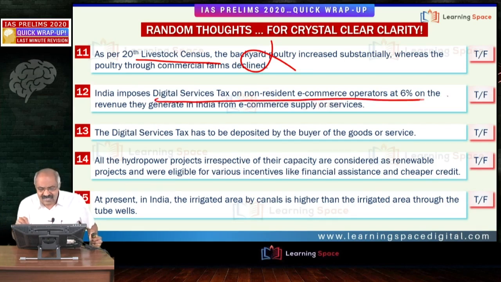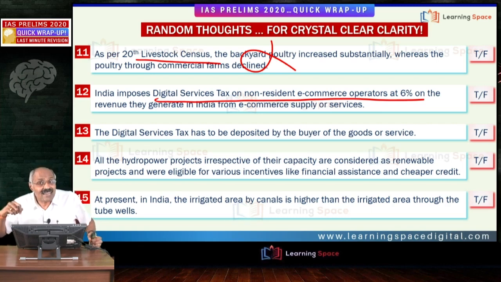Look at the next one. India imposes digital services tax. Friends, two things please don't forget. In 2016, India started, very important point, an equalization levy on advertising agencies. Suppose the advertising agency is a non-resident, for example Google or Facebook. If a company is giving advertisements to such entities, it is not applicable for individuals. It is applicable for companies.